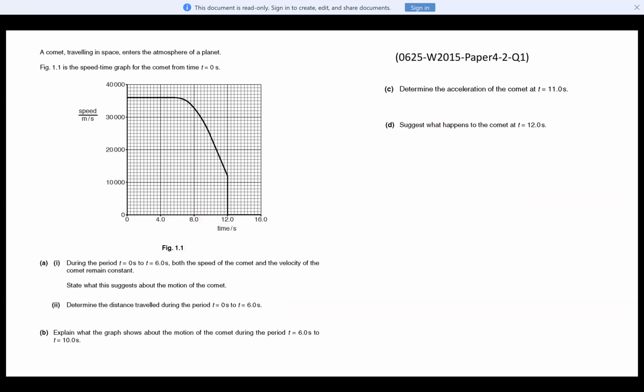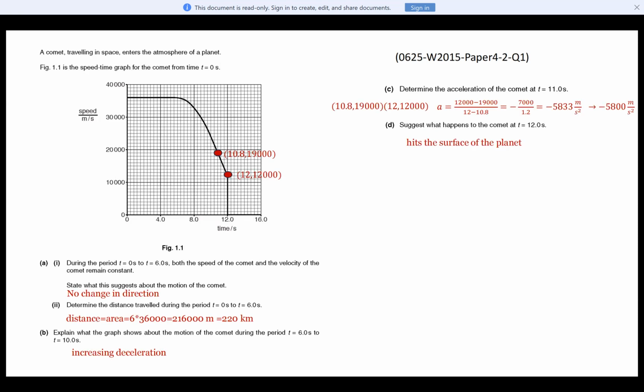A comet traveling in space enters the atmosphere of a planet. Figure 1.1 is the speed time graph. During the period from t equals 0 to t equals 6, both the speed of the comet and the velocity of the comet remain constant. State what this suggests about the motion of the comet. So let's just look at the answers and run a brief explanation on each because we're repeating the same concepts again.